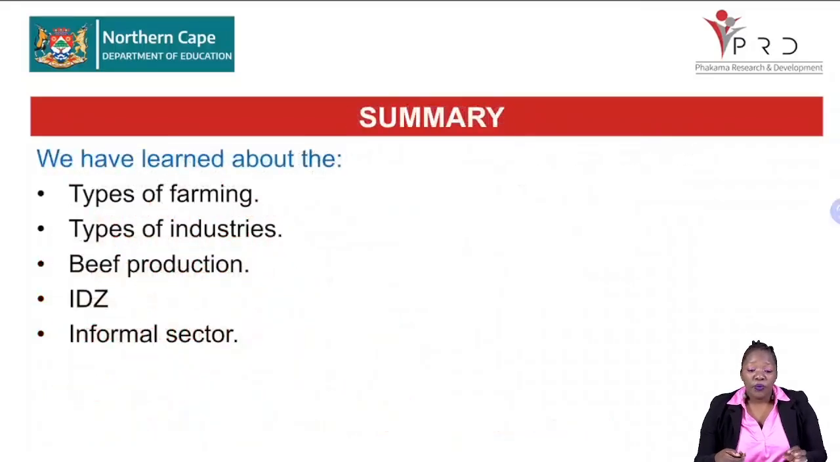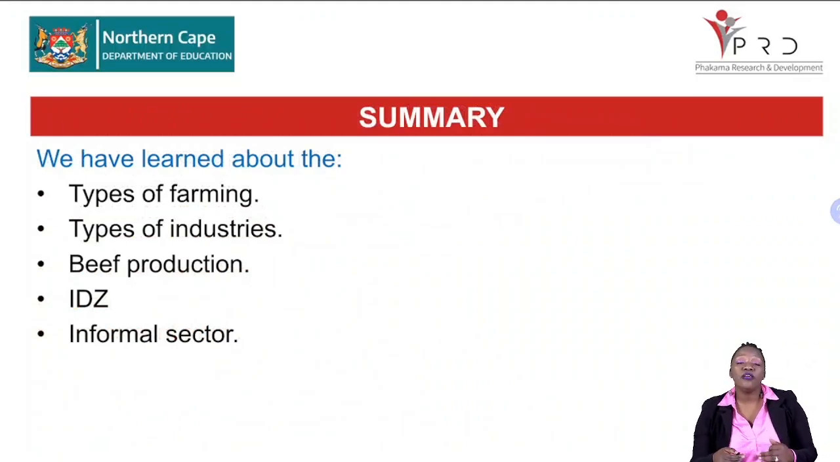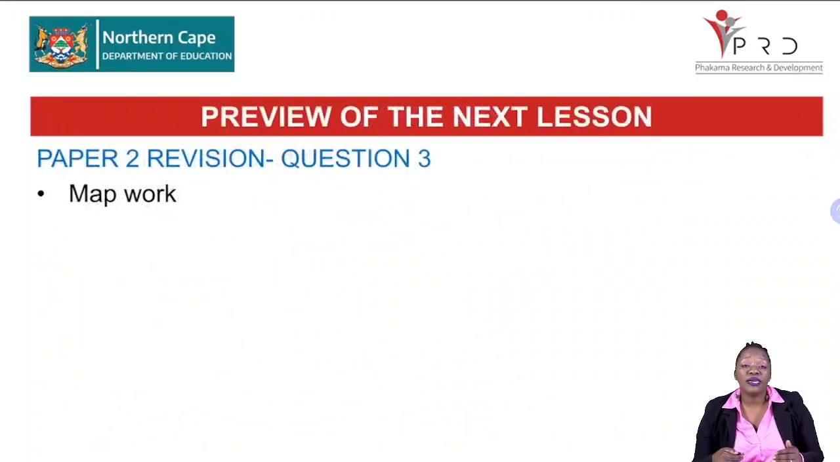Then we're going to summarize what we have learned so far. So we have learned about the types of farming. We have looked into the types of industries. We have looked into the beef production in South Africa, and we have looked into the IDZ, which is the Saldanha Bay, and we have looked into the informal sector. So to give you the preview of our next lesson, we're going to focus on paper 2 revision under question 3. You will remember that question 3 is your map work question.